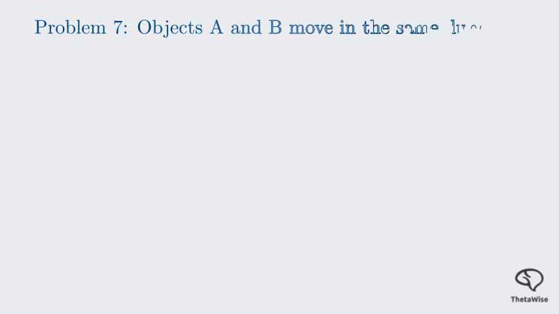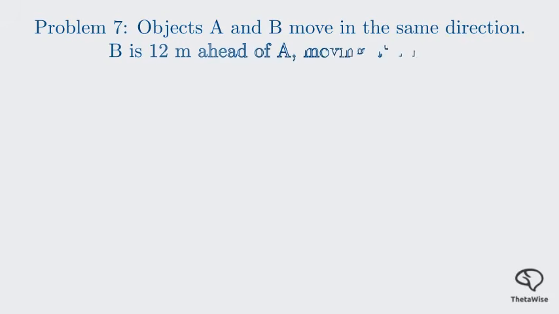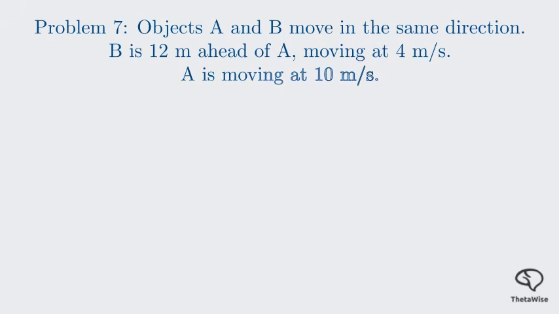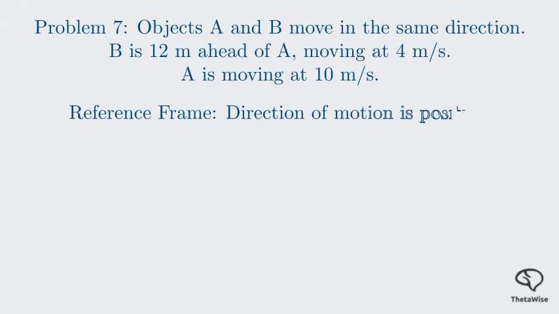The problem states, two objects A and B are moving in a straight line on a horizontal plane in the same direction. B is 12 meters ahead of A and is moving at 4 meters per second. A is moving at 10 meters per second. Let's define their direction of motion as positive. This gives us v of AG equals positive 10 meters per second, and v of BG equals positive 4 meters per second.